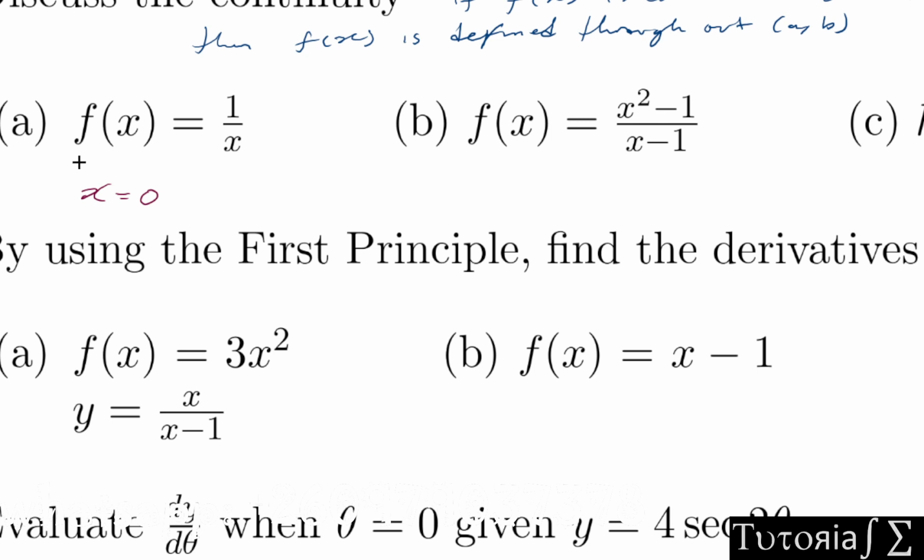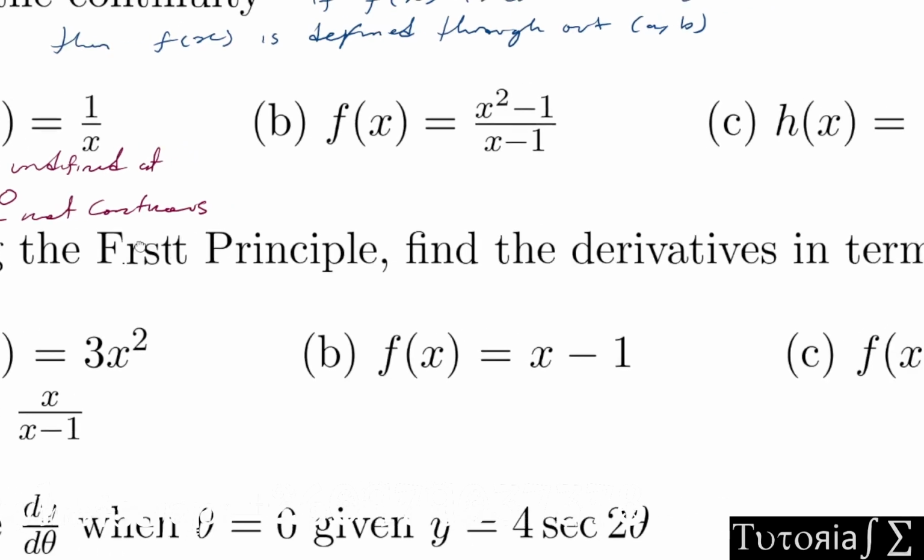So we conclude that f of x is undefined at x equals 0, and we are done like that. That is the continuity of this function. f of x is undefined at x equals 0, therefore not continuous. All right, so we go to b here.